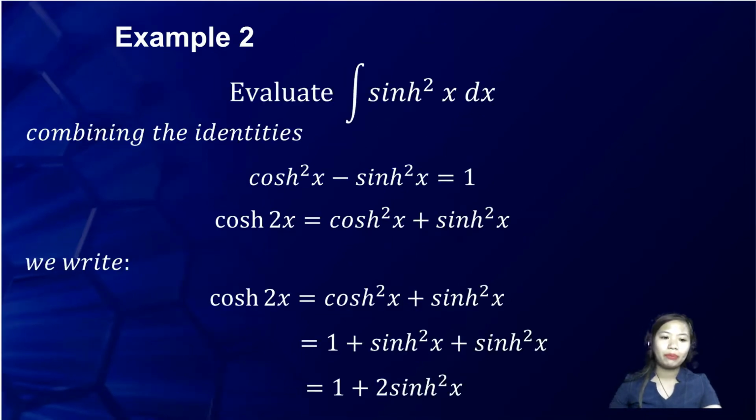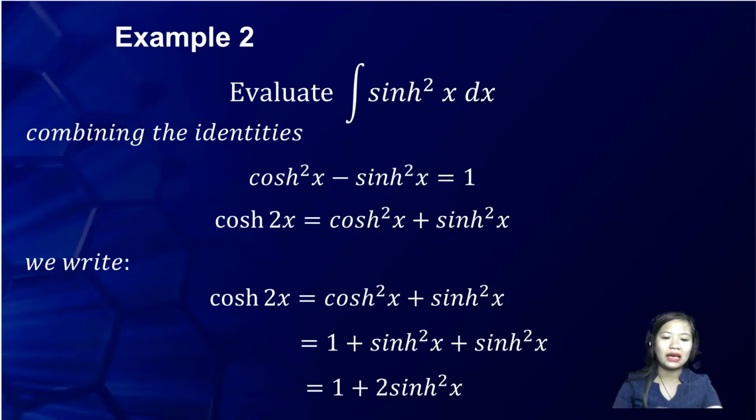The second example is to evaluate the integral of the hyperbolic sine squared x dx. Here in this example, we're going to combine the identities. As you can see, we use the Pythagorean theorem. So we have the hyperbolic cosine squared x minus the hyperbolic sine squared x is equal to 1.